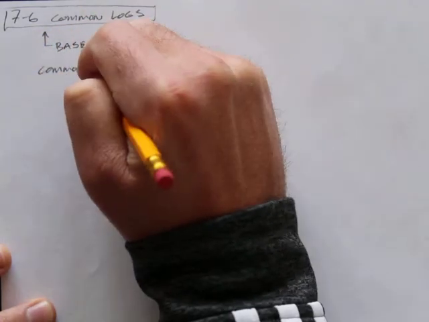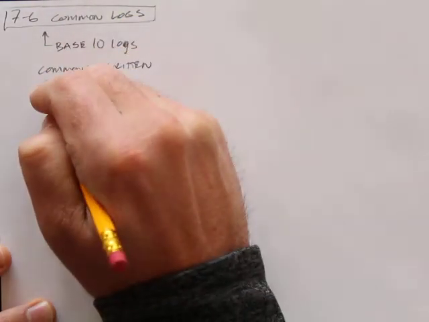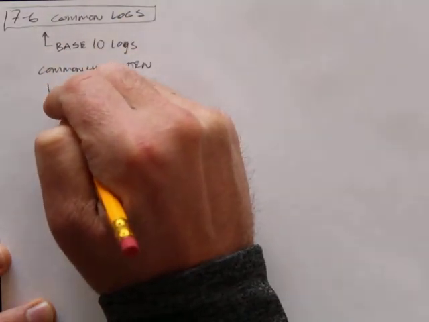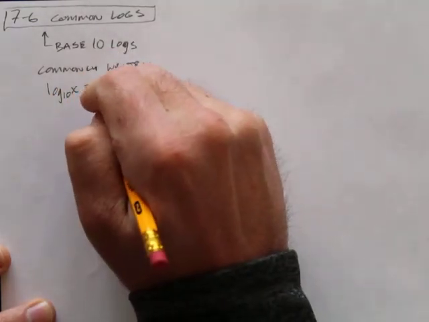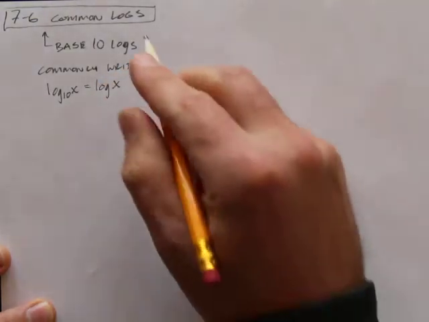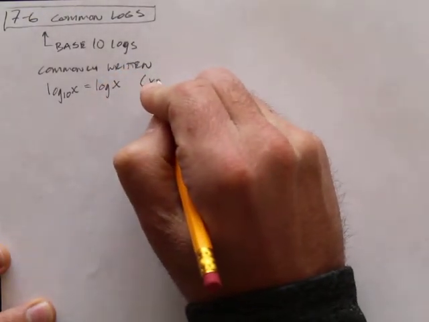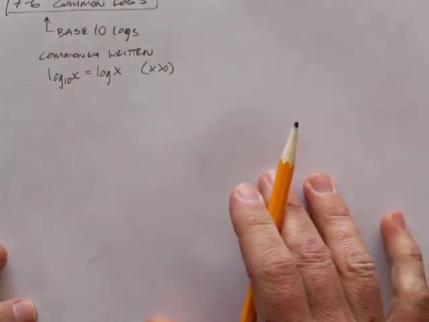commonly written, where if I have log base 10 of x, we just write it as log of x, where x is greater than 0. Remember, x can't be 0 or a negative number in a log.